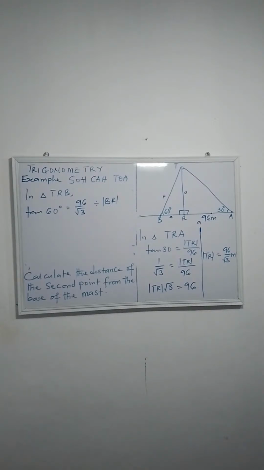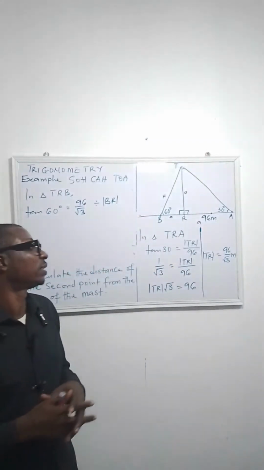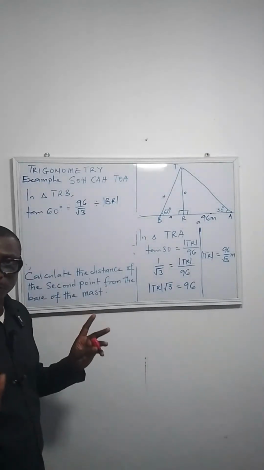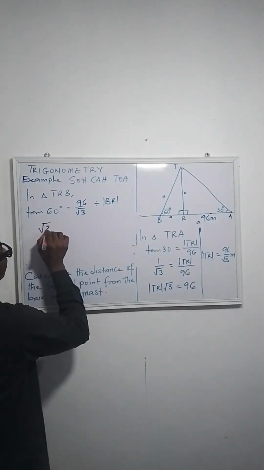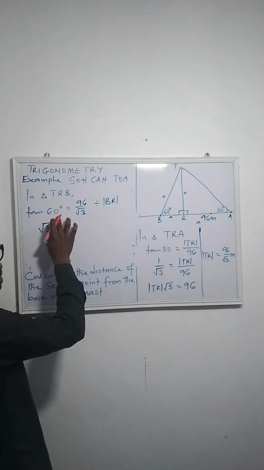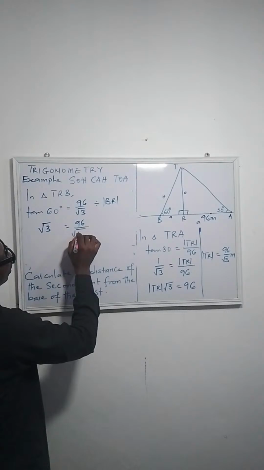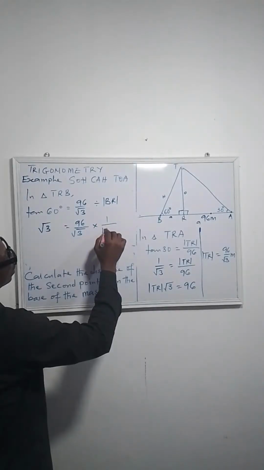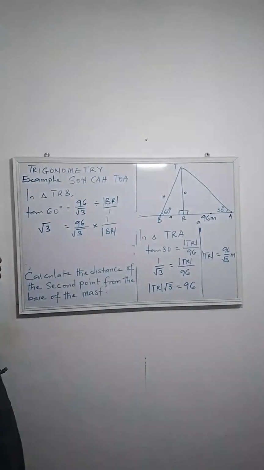Honestly, you guys are doing well. That is very, very correct. So tan 60 is square root of 3. I don't need to use the four-figure table or calculator this time around. So I have square root of 3, which replaces our tan 60, equals 96 over square root of 3 times 1 over BR. You know, this is the same thing as BR over 1.